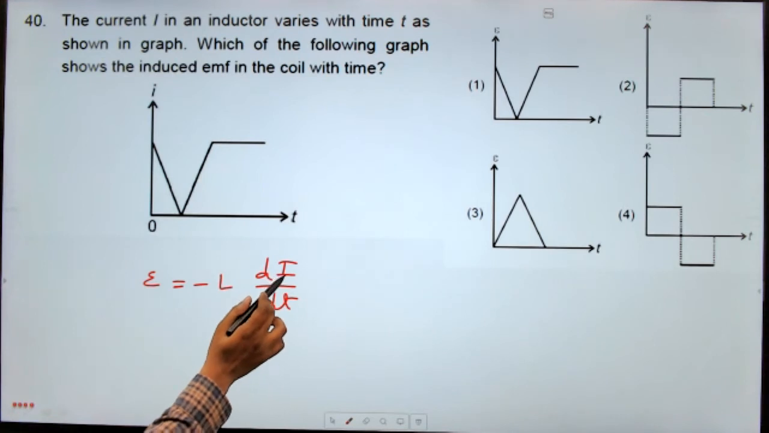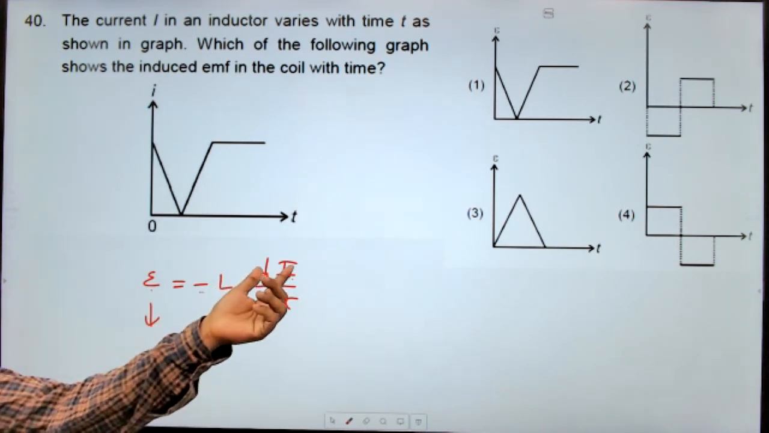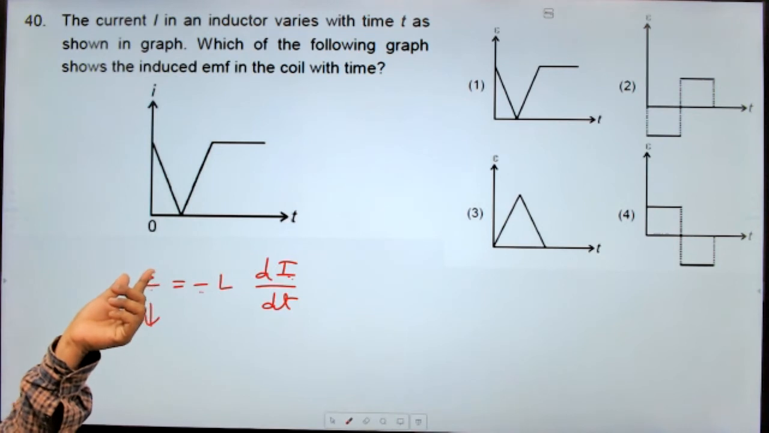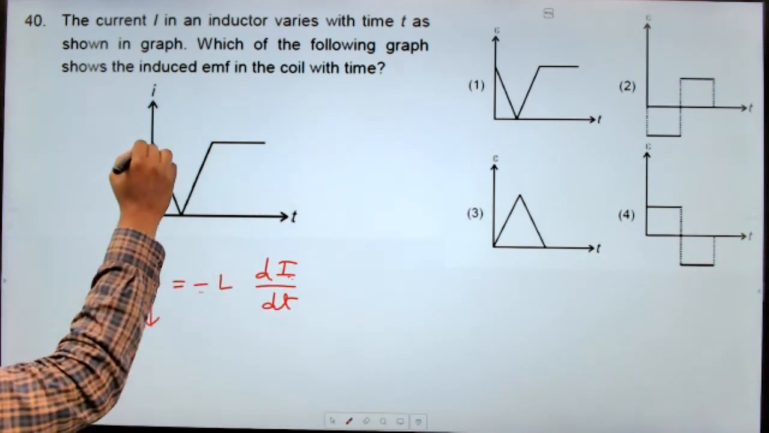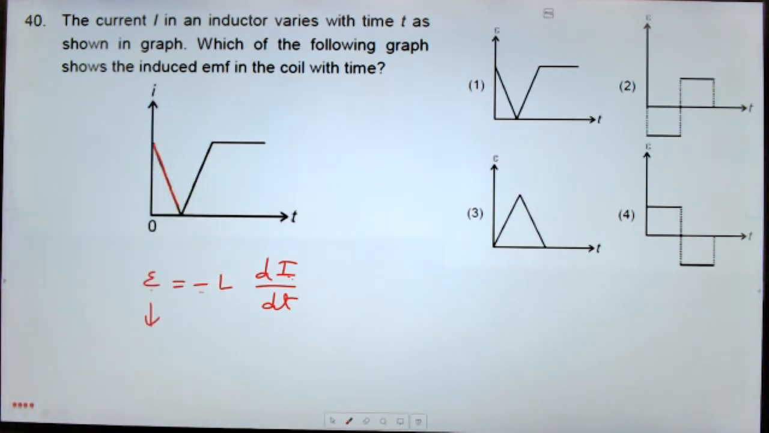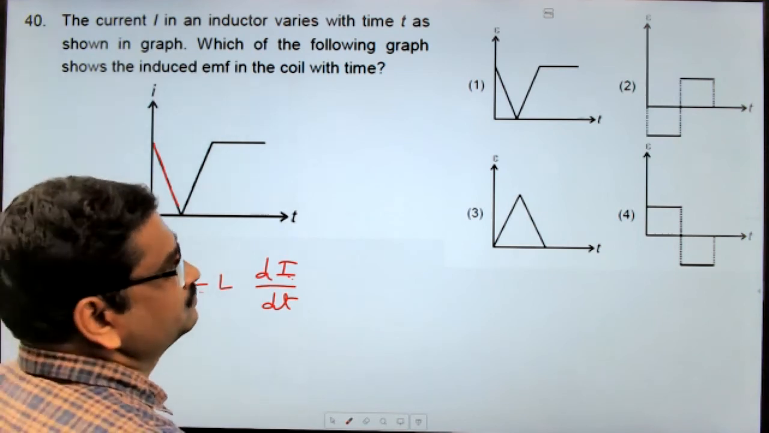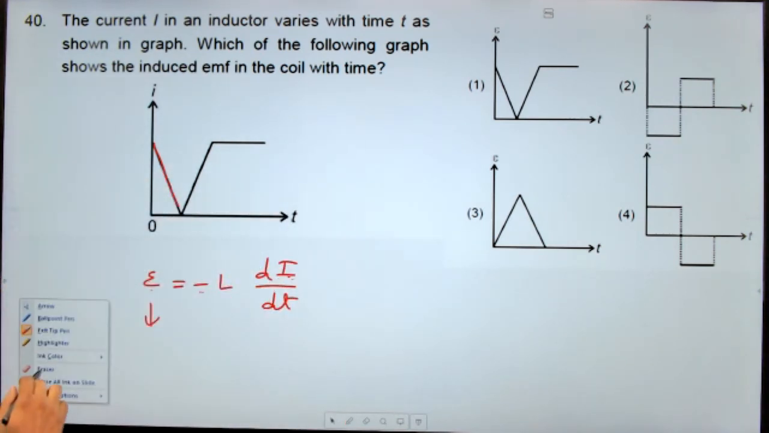So if there is any increase in current, the EMF will decrease because the negative sign is there. Negative sign means if the current is increasing, then EMF will decrease, and if it is decreasing, then EMF will increase. Now check the first part. Current is decreasing, so EMF needs to increase.